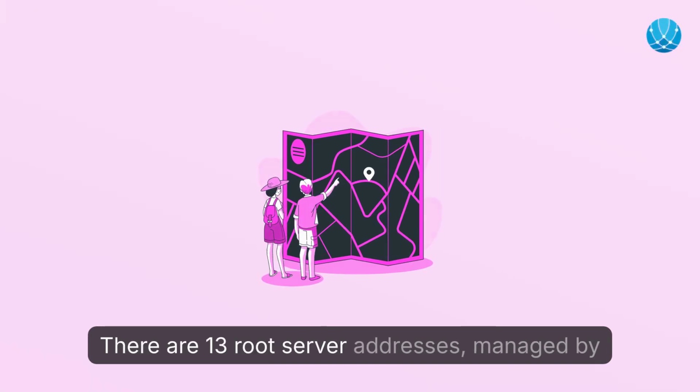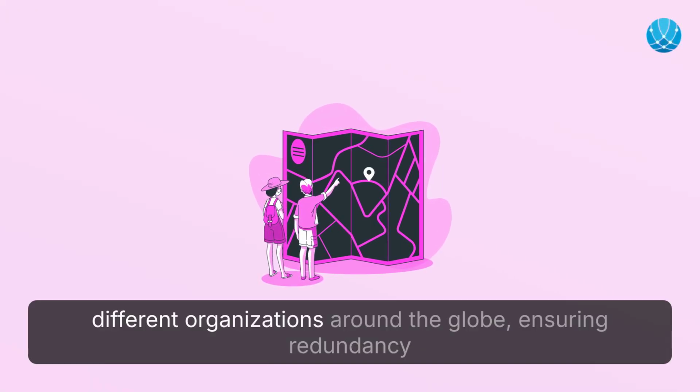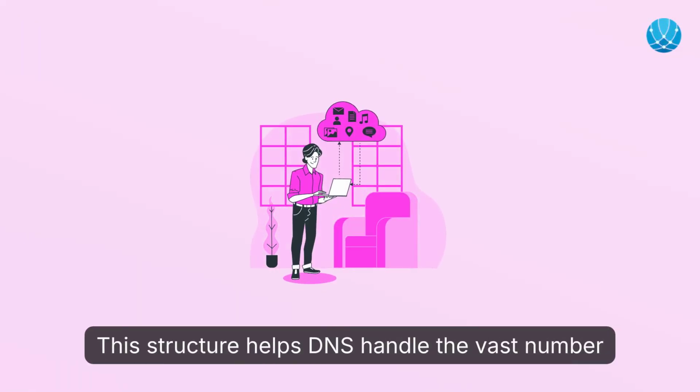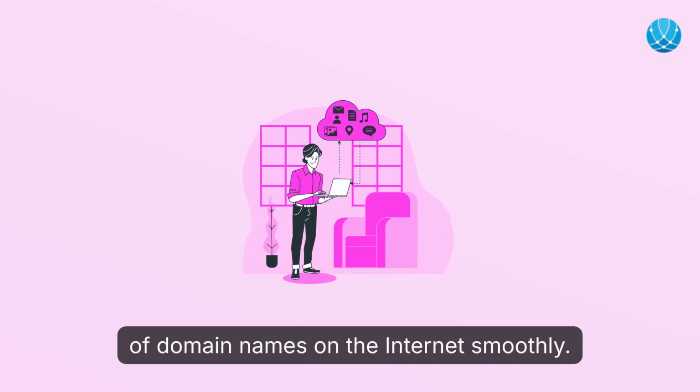There are 13 root server addresses, managed by different organizations around the globe, ensuring redundancy and reliability. This structure helps DNS handle the vast number of domain names on the internet smoothly.